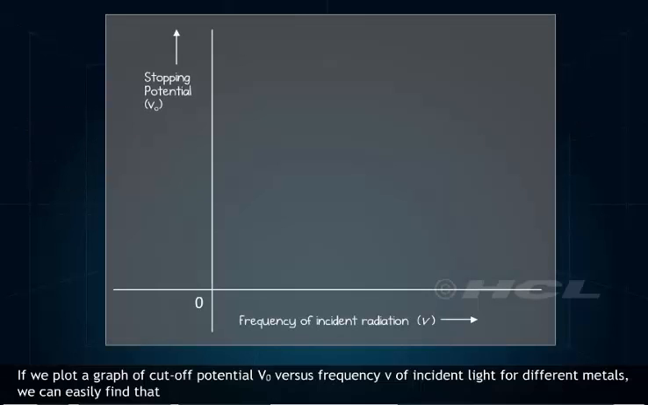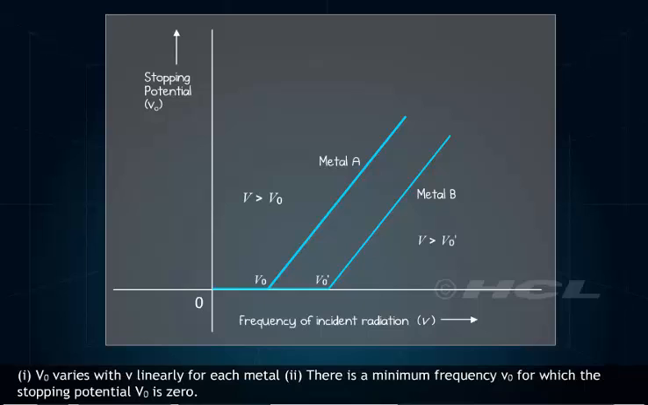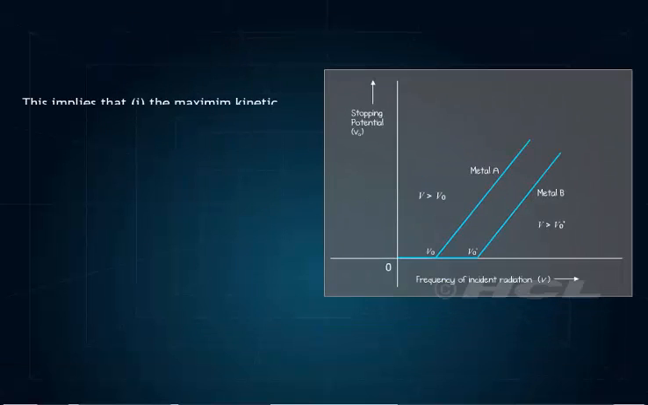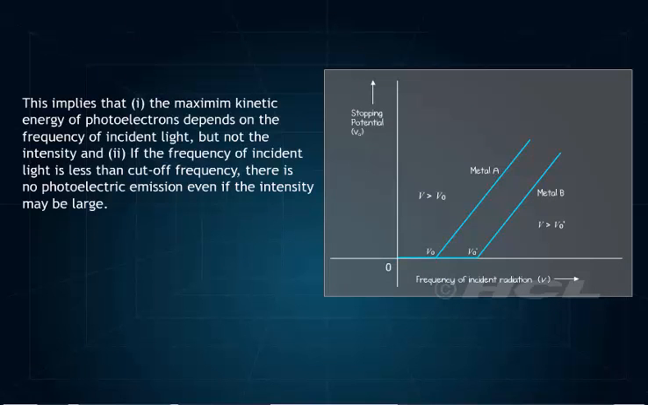If we plot a graph of cutoff potential V0 versus frequency v of incident light for different metals, we can easily find that V0 varies with v linearly for each metal. There is a minimum frequency v0 for which the stopping potential V0 is 0. This minimum frequency v0 is known as threshold frequency. It differs from metal to metal. This implies that the maximum kinetic energy of photoelectrons depends on the frequency of incident light, but not the intensity, and if the frequency of incident light is less than cutoff frequency, there is no photoelectric emission, even if the intensity may be large.